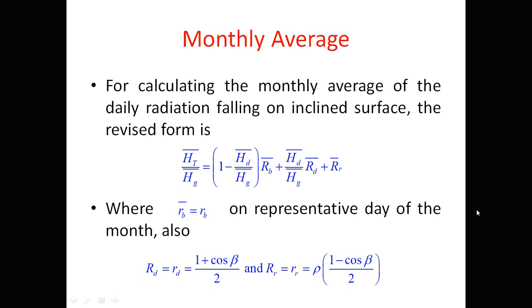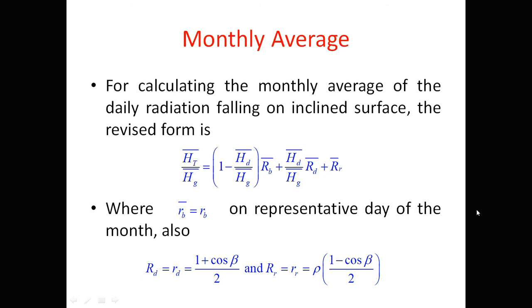And coming to monthly average, here also we can calculate the monthly average. So the monthly average of the daily radiation falling on inclined surface in its revised form is capital HT bar by HG bar is equal to 1 minus HD bar by HG bar whole into RB bar plus HD bar by HG bar into RD bar plus RR bar. Okay, it's very simple. You can simply represent it by bars, where RB bar equal to RB on representative day of the month. Also, RD is equal to 1 plus cos beta by 2. That means RD bar equal to RD. Similarly, capital RR bar equal to RR is equal to rho into 1 minus cos beta by 2. So that is the explanation.